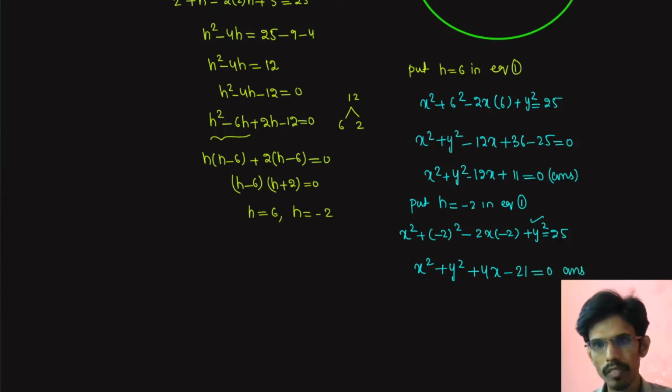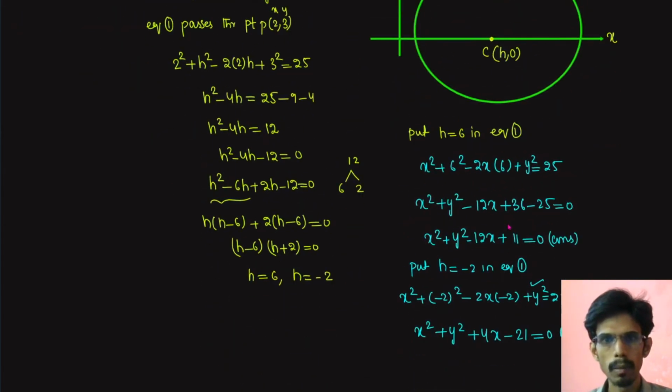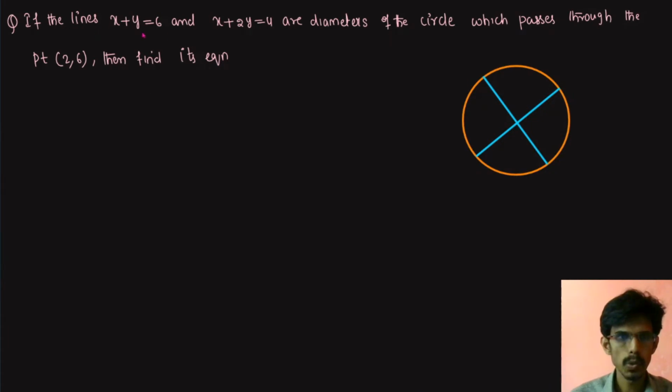So we'll get two equations of the circle having center on x-axis. One will be on positive x-axis, the other will be on negative x-axis. If the lines x plus y equal to 6 and x plus 2y equal to 4 are diameters of the circle which passes through the point 2, 6, then find its equation.